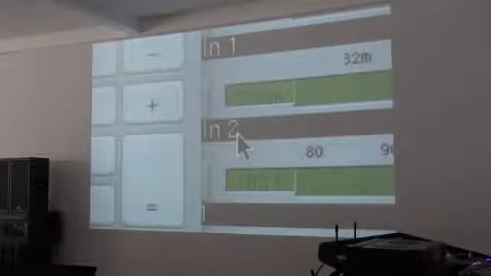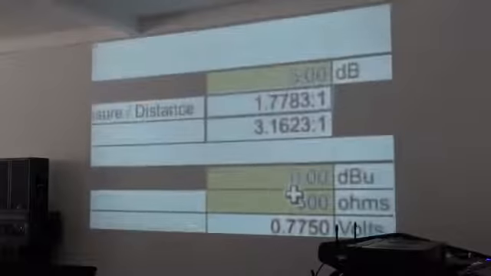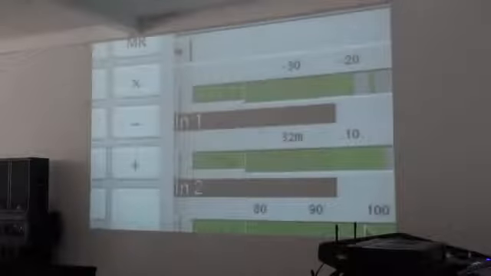Then 5 decibels, read here 1.8. The exact value of 5 decibels is 1.778. With 1 decimal, we have 1.8. The analyzer shows 1.78, 1.79.